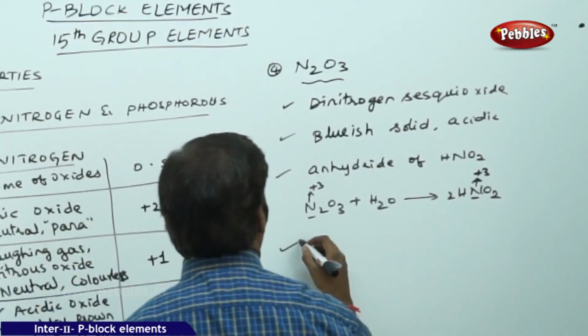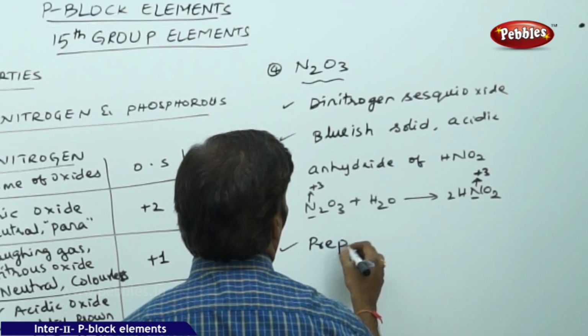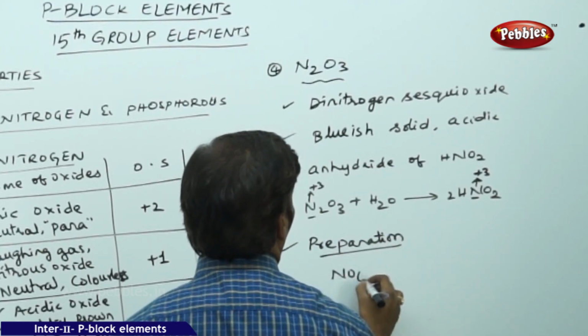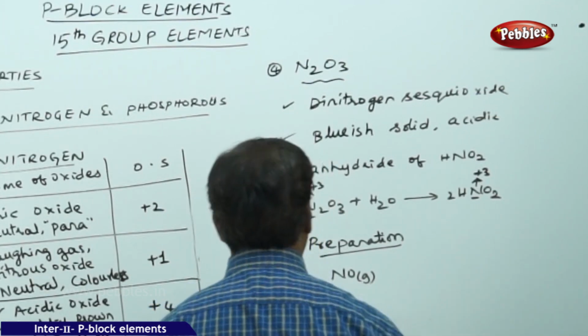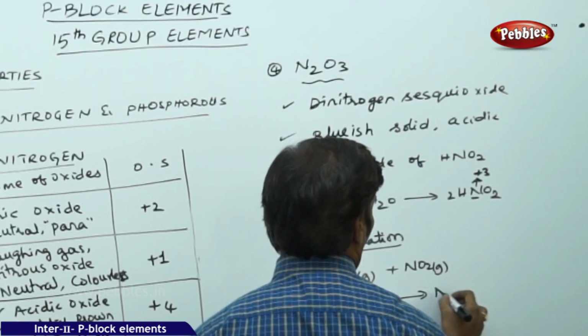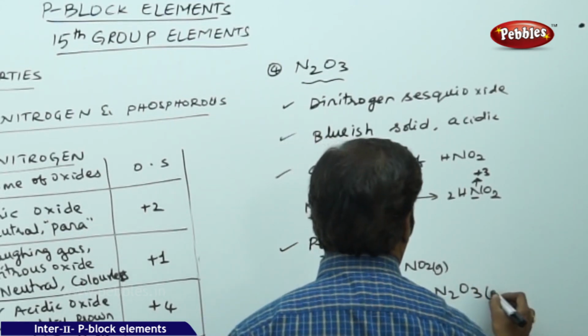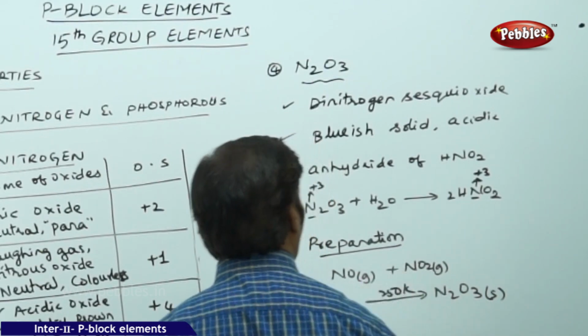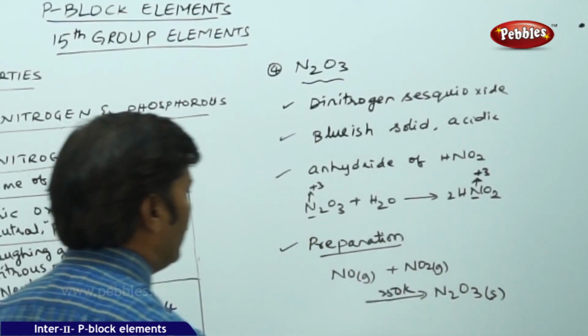And for the preparation, take an equimolar mixture of NO and NO2 gas, and you get N2O3 solid at around 250 Kelvin. This is the best method.